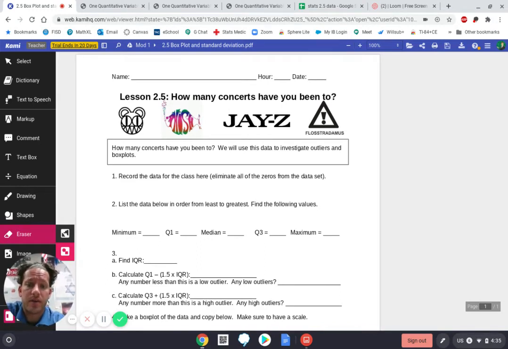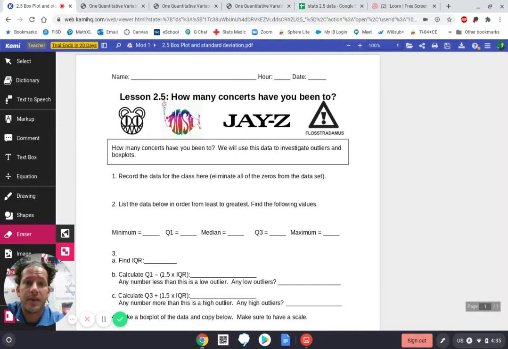Today we're going to talk about box plots and outliers. We're going to use page 14, lesson 2.5, how many concerts have you been to? Earlier in the year, you took a survey and filled out how many concerts you've been to. Thanks for doing that. We had about 500 responses.